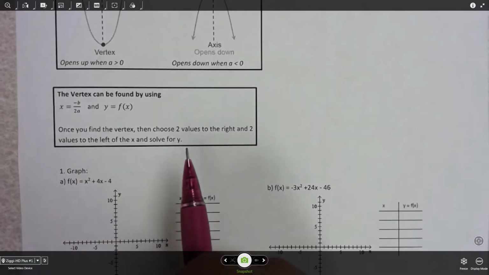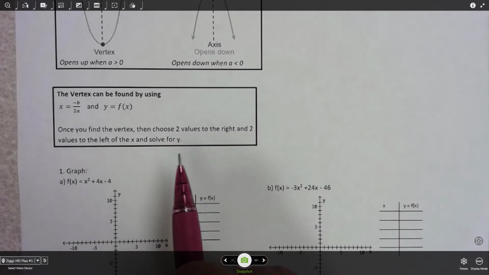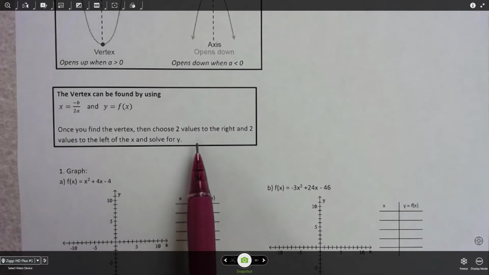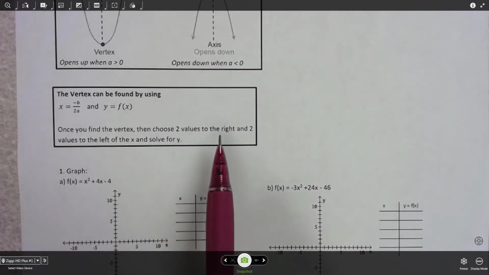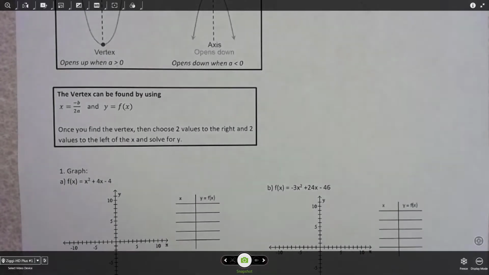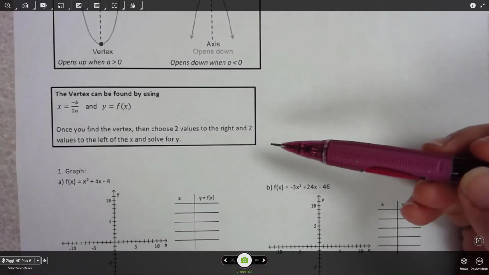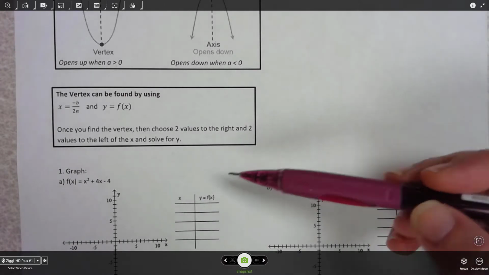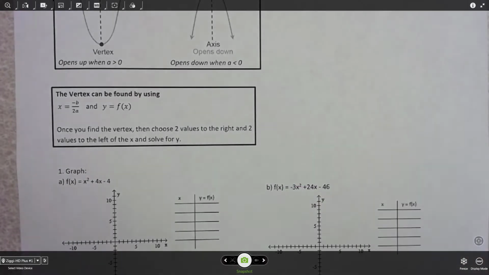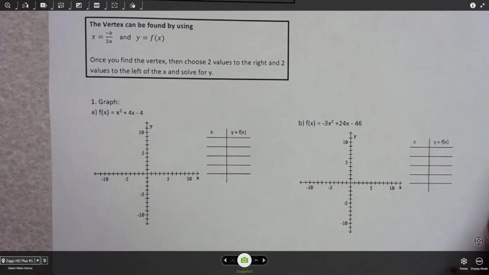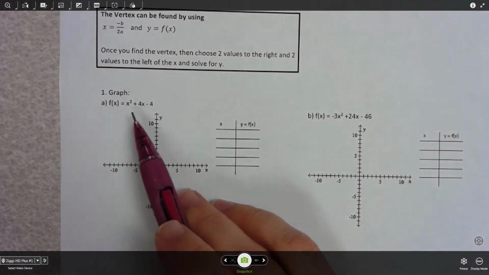Once you find the vertex, you're going to choose 2 values to the left and right of the vertex. However far you go to the left of the vertex, you're going to go that same distance to the right. And when you do that, those x values that are the same distance from the vertex have the same y value. Okay, so let's take a look at this first graph here. It says x squared plus 4x minus 4.